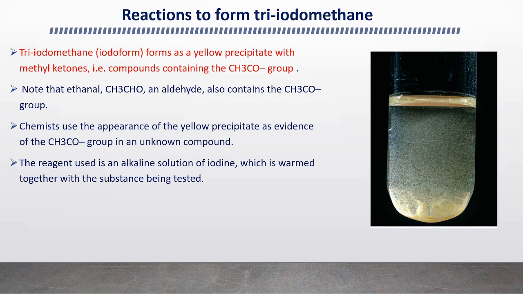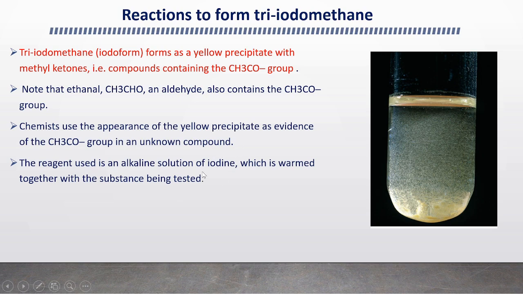Now reactions to form triiodomethane. This is a very important test and a lot of questions come on the basis of this test. Triiodomethane or iodoform forms a yellow precipitate with methyl ketones, that is compounds containing the CH3CO group. You can see the yellow precipitate of iodoform or triiodomethane. Now note that ethanal CH3CHO, an aldehyde, also contains the CH3CO group, so it will also give this test. Chemists use the appearance of a yellow precipitate as evidence of the CH3CO group in an unknown compound.